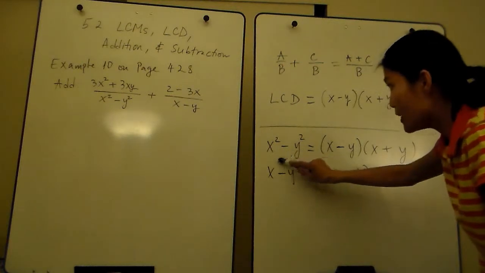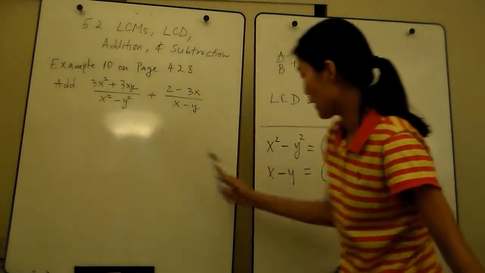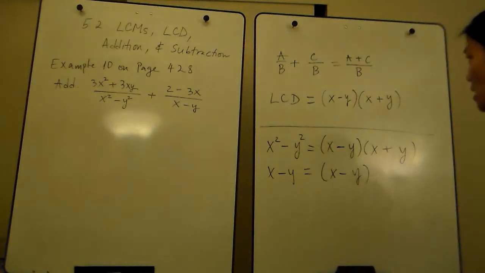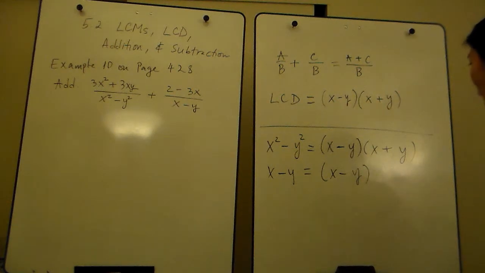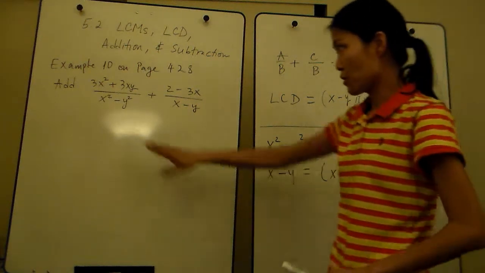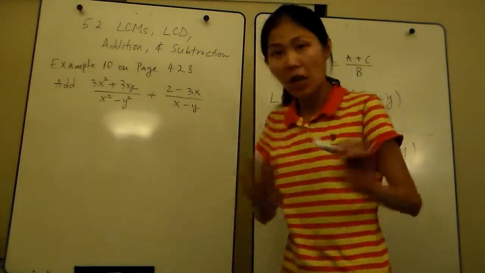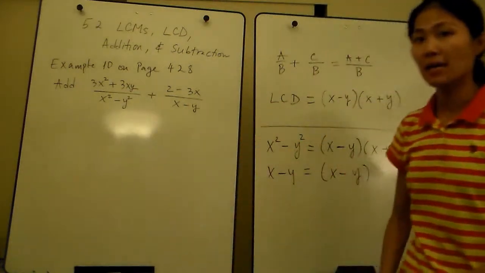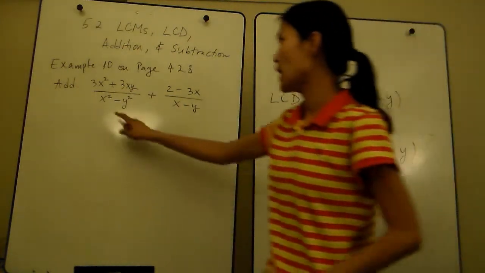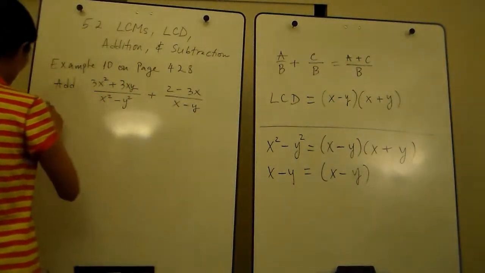First denominator, x squared minus y squared, okay? First denominator already has the LCD, right? Because its factors are x minus y, x plus y. So it's already written in terms of the LCD. So the first fraction is done, we don't need to change the denominator to the LCD because it's already in the LCD form. So solution.